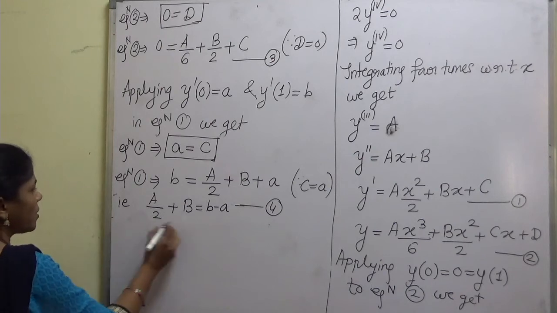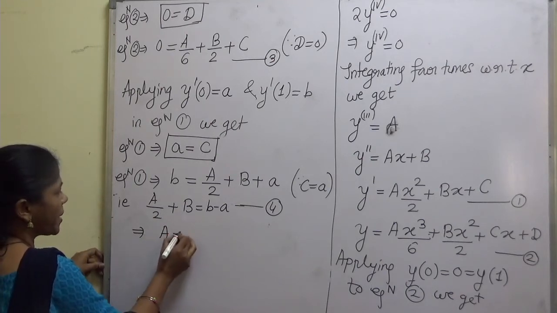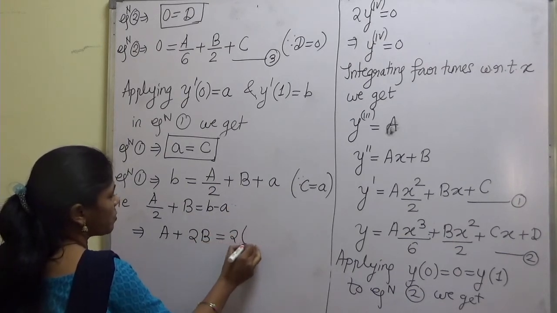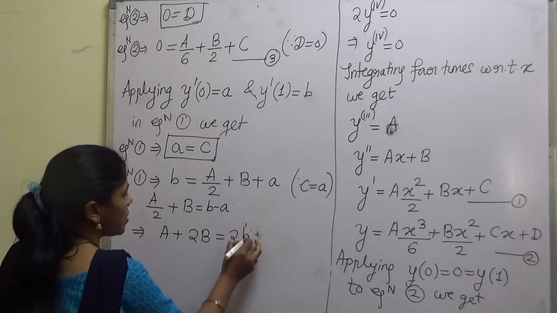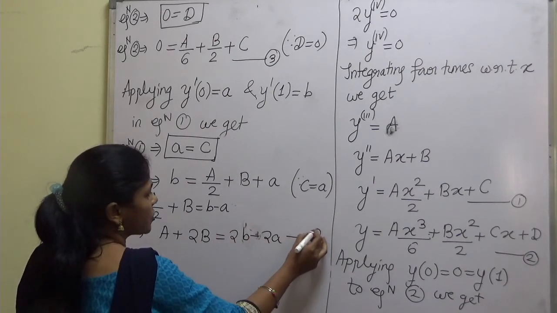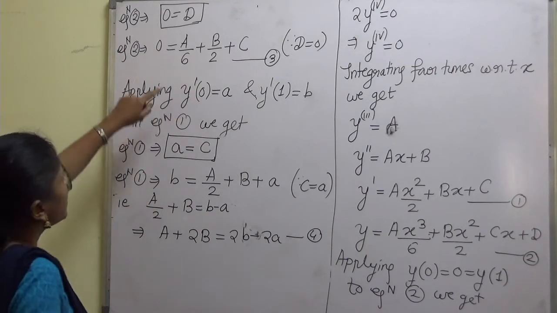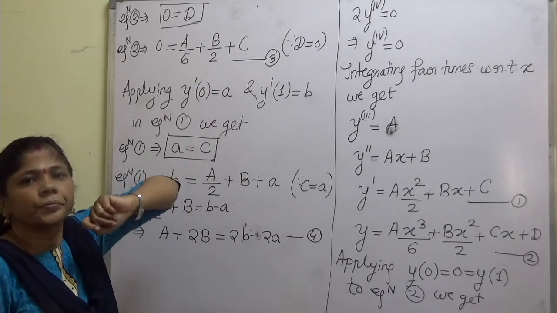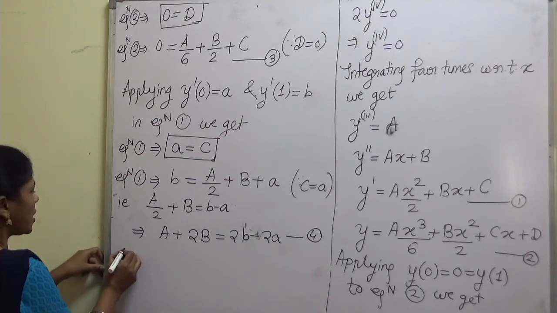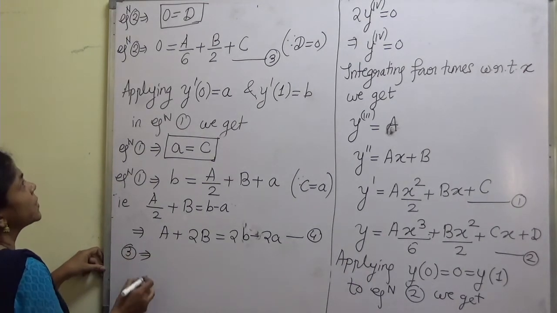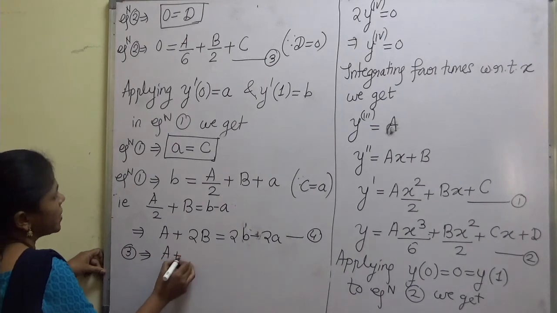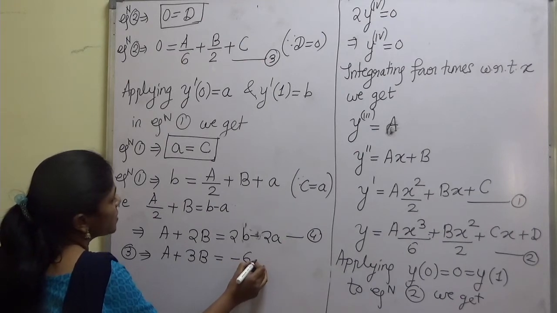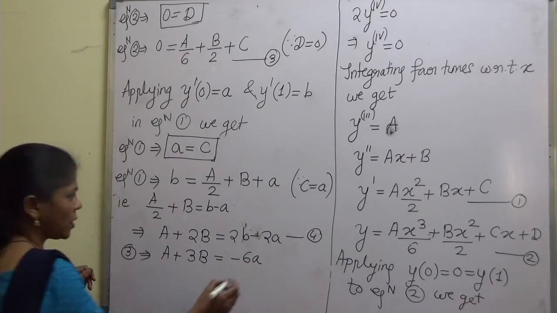Now 3 implies, so we can rewrite this as, let us multiply by 2. So 2b equal to 2 times b minus a, or we can write 2b minus 2a. Call it as equation 4. Okay, and then let us multiply this throughout by 6 and put in the value of c. So 3 can be written as a plus 3b equal to minus 6 times c, that is 8. Call it as equation number 5.